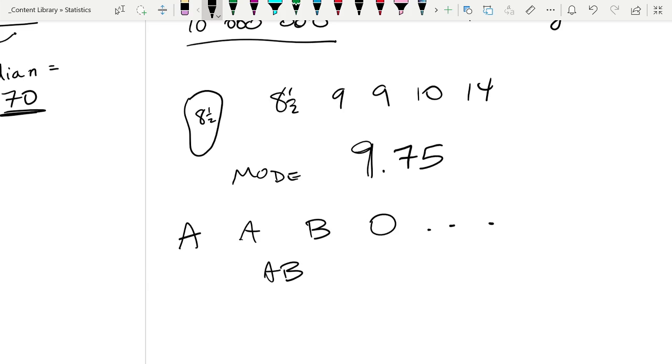Well, what would be the average blood type? Anybody know the average blood type? In this case, it'd be the mode. I think O is the most common blood type, right? Am I right about that? I don't know. You biologists can figure that out. But there you go.